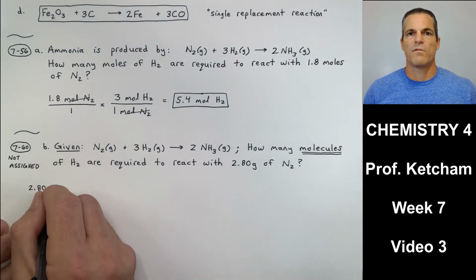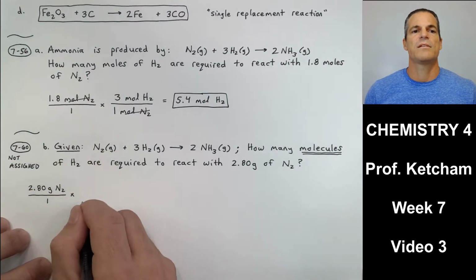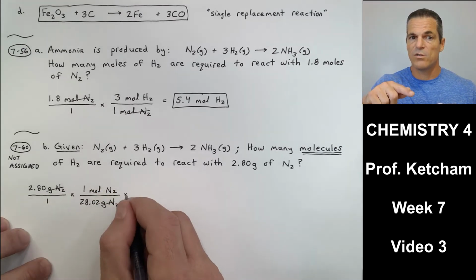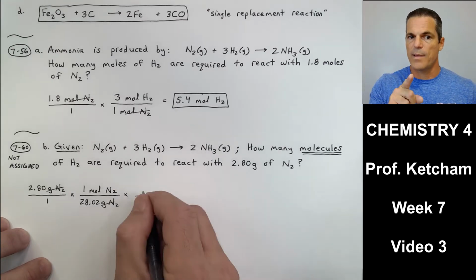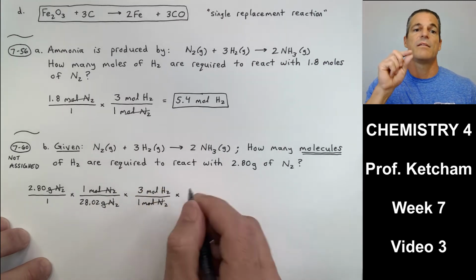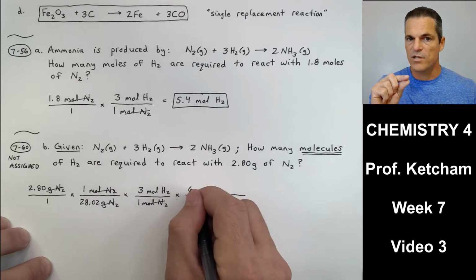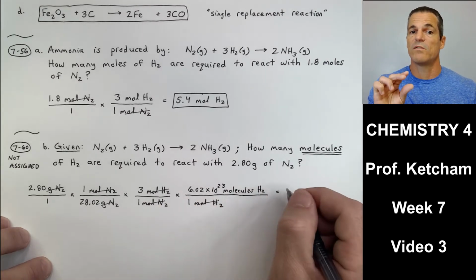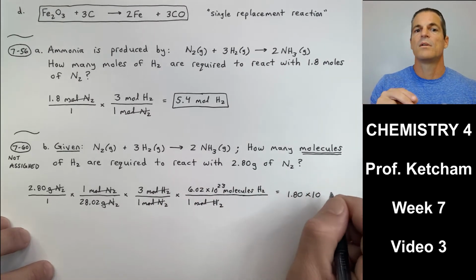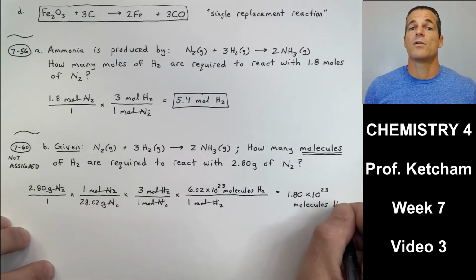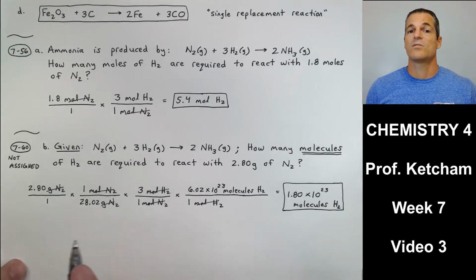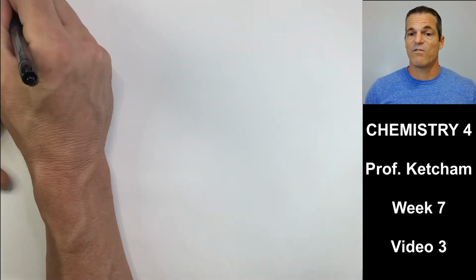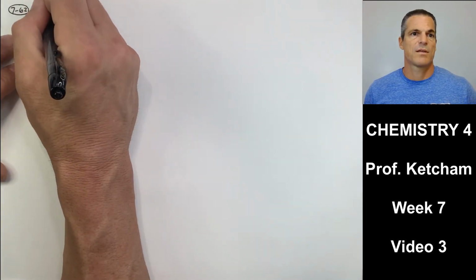Start with what you're given, put it over 1 every time for this class. 2.80 grams of N2 over 1. For every 28.02 grams of N2, there is 1 mole of N2. That's from the periodic table. 28.02 is the molar mass. Now I'm in moles of N2. Balanced equation, for every 1 mole of N2, there are 3 moles of H2 in the balanced equation. Now I'm in moles of H2. 1 mole of H2 contains 6.02 times 10 to the 23rd molecules of H2, and my answer is 1.80 times 10 to the 23rd molecules. And we started with 3 sig figs, so we ended up with 3 sig figs, okay?